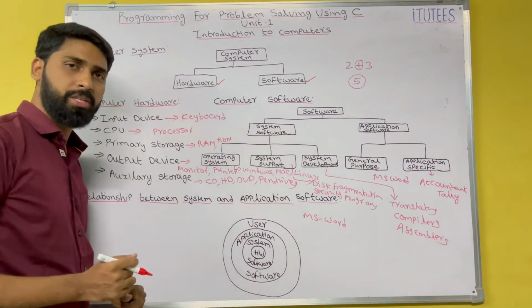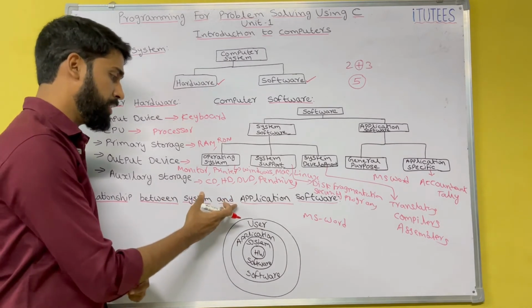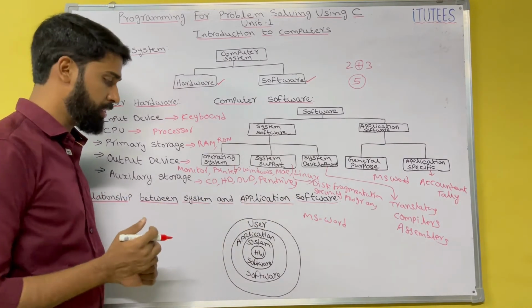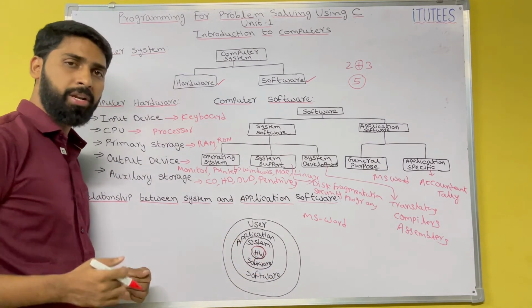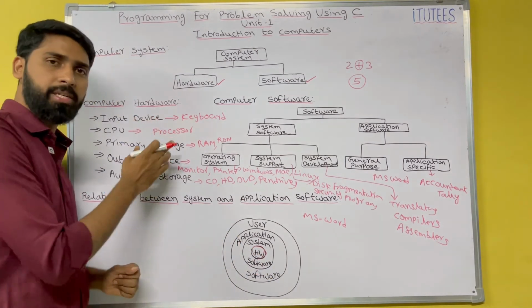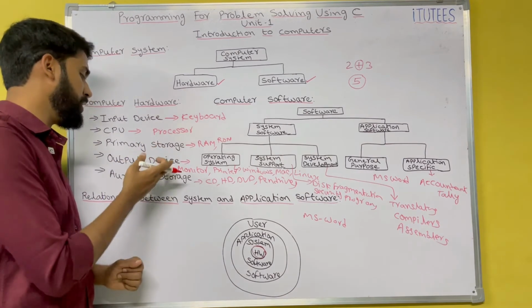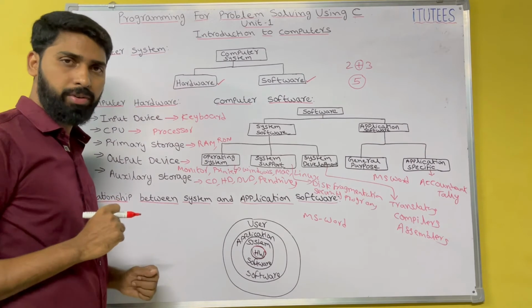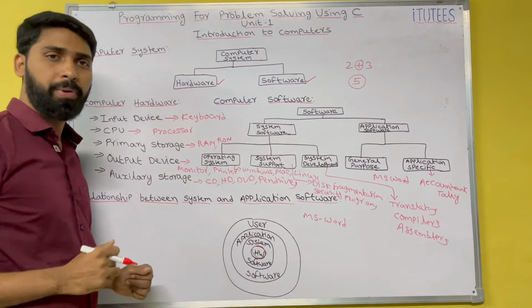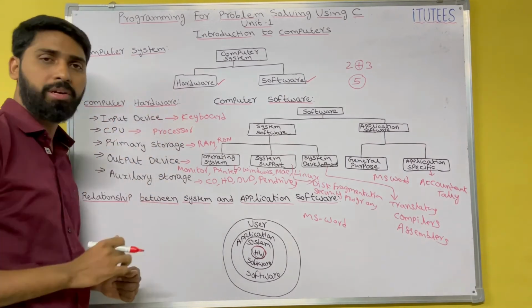Now we see the relationship between system and application software. What is the system? Here the hardware is the system. So what is the hardware? Hardware is nothing but the input device, CPU, primary storage, output device and auxiliary storage. These are different types of hardware devices. So how do these operate? How can we use the input device?